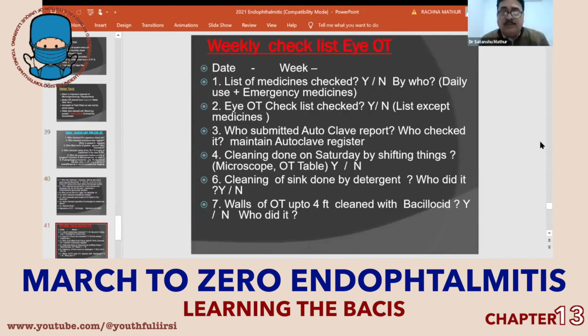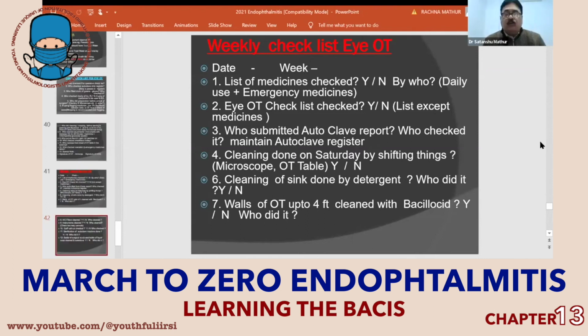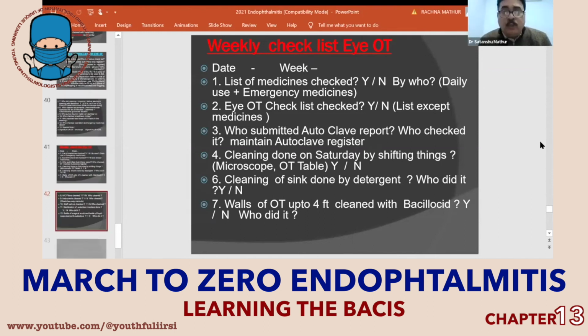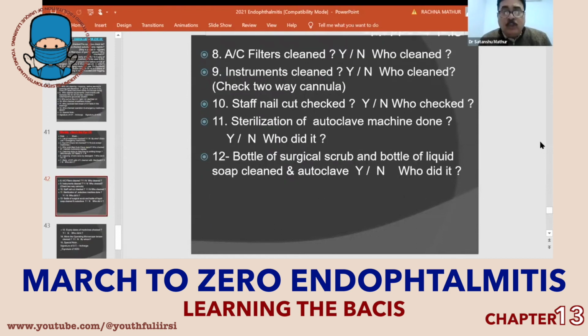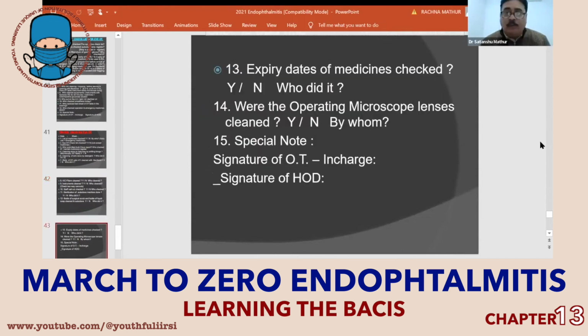This is a weekly checklist. Who checked the medicine expiry dates? Who checked the OT list? Who submitted the autoclave report? Was cleaning done on Saturday or not? This should be a weekly list. Which instrument was cleaned by whom? What was cleaned in the autoclave? Who did it? This should be entered in the OT register. It should be hung outside the OT, and the OT in charge should take care of it. Expiry date of medicine should always be checked every week.